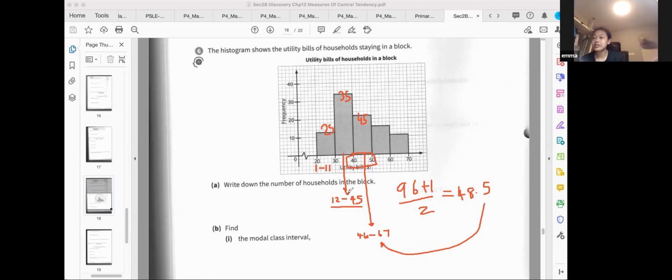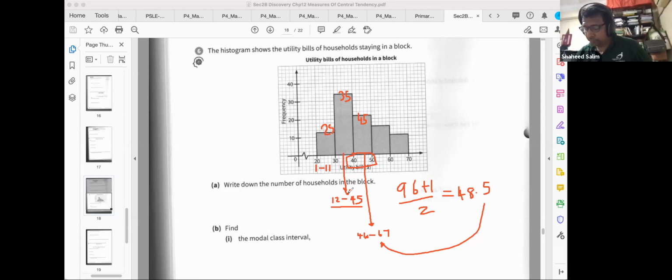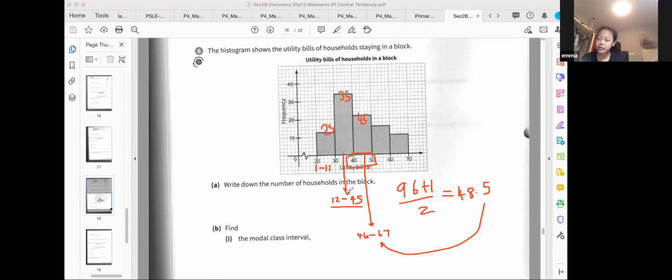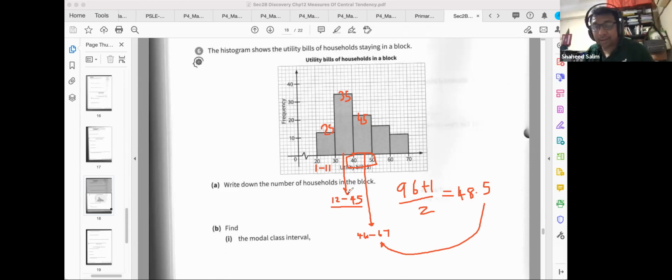40.83. 40. Okay, I'm now lost. Mean, you mean. Sorry, 40.83. Okay, we have to check now. We have to check. What is your total? 3920. 3920.